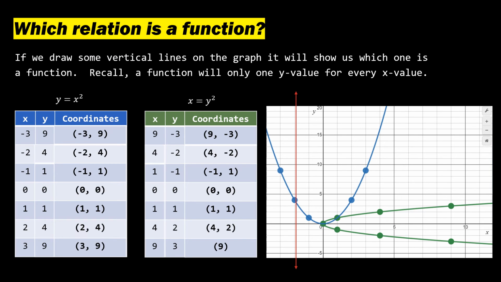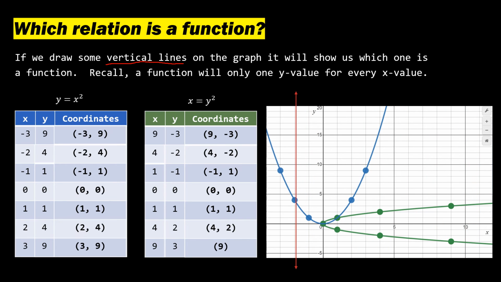So which relation is a function? If we draw some vertical lines on the graph, it'll show us which one is a function. Recall a function will only have one y value for every x value. So what I've done here is I've drawn a vertical line and I've animated it so it's going to pass through the graphs. You imagine scanning this vertical line across. In order to have a function, that vertical line can only touch the graph at one point.